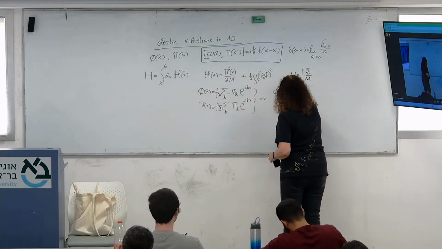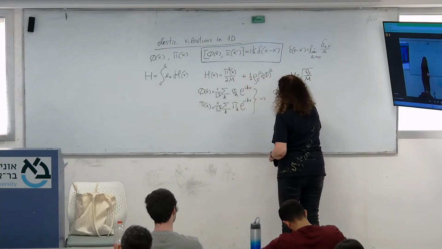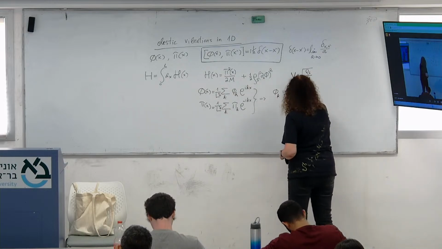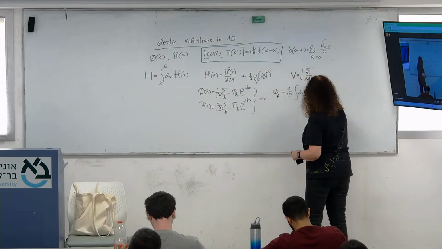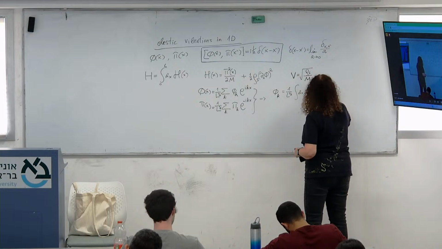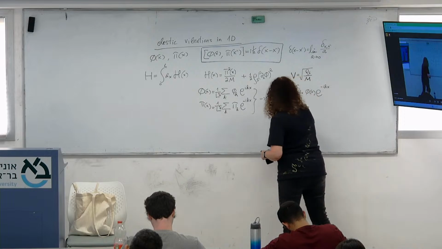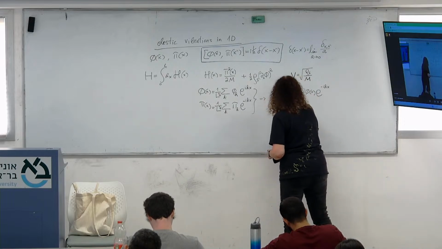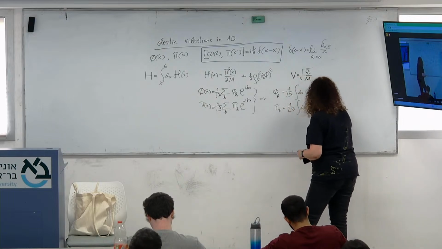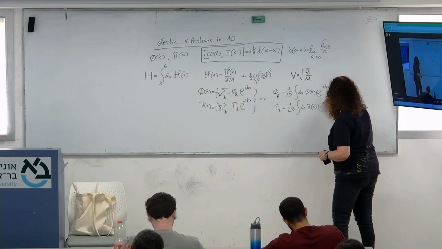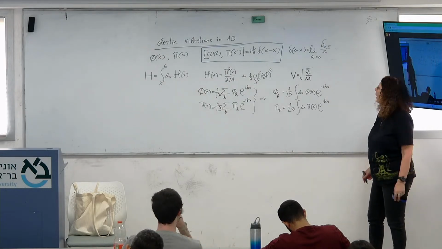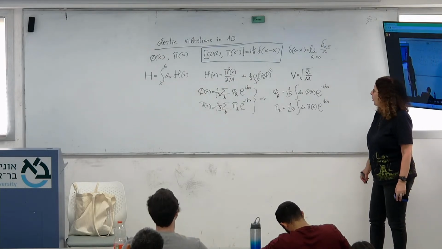And then phi of k will be 1 over N to the half integral dx of phi e to the minus i kx, and phi of k is integral of phi to the plus i. Okay, great.